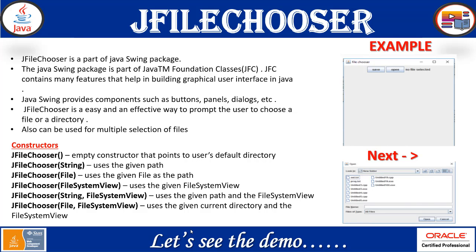I need to upload it, and then in that case I don't have to go again and again. I can just select it once. So there we can use multiple selection of files. This file system view will give you a broadened view of your local directory that you can choose at once. So this is about the JFileChooser.